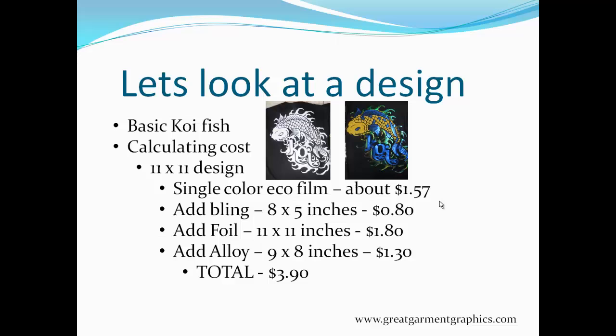Say I wanted to add just the bling portion, do everything else in one color, the koi there that's in the blue right in here, we could leave that as one color along with the waves around it, and I just wanted the bling in there. Well, to do that section, it's not an 11 by 11, it's only 8 by 5 inches. When I calculate that one out, that's only 80 cents that I added to the design. That's not a large cost addition to this design.